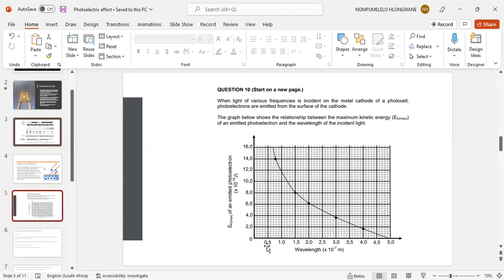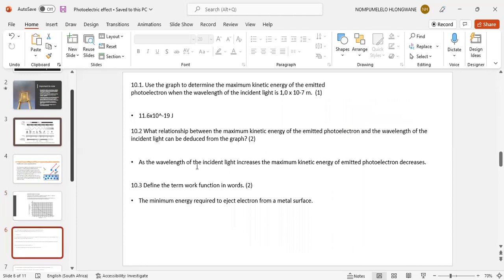When you look at the graph, as the wavelength of the incident light ray increases, the maximum kinetic energy of emitted photoelectrons decreases. The graph is decreasing. That will be the conclusion of the second question. So yes, as the wavelength of the incident light increases, the maximum kinetic energy of the emitted photoelectrons decreases. That is 2 marks.